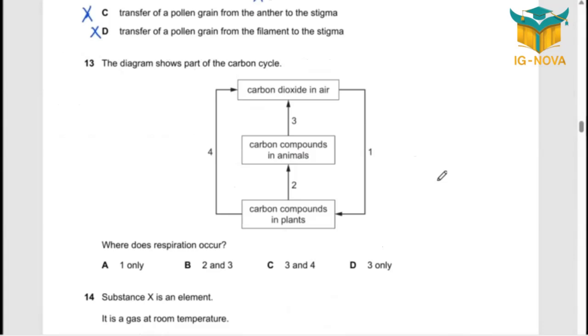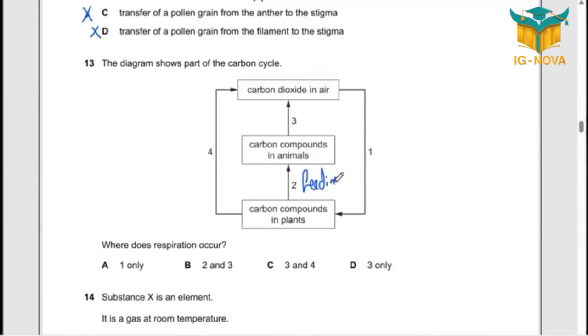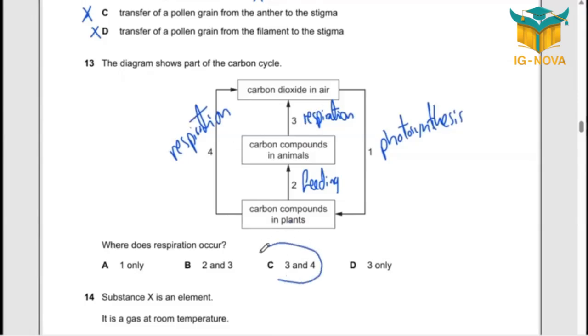Question 13. This is the last question, I think, for bio. Where does respiration occur? Plant into animal, this is feeding. Animal into carbon dioxide, this is respiration. Carbon dioxide into plant, this is photosynthesis. Carbon compounds in plant, carbon dioxide in air, this is respiration. So as you can see, I wrote respiration twice, 3 and 4, so option C.